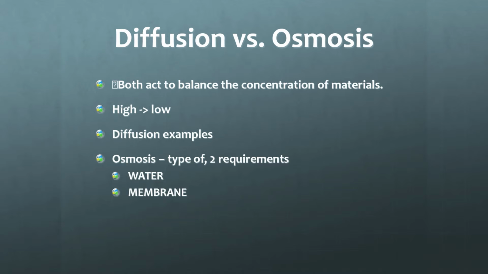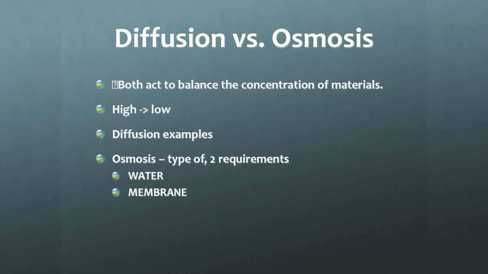Both have the point or the purpose of trying to balance the concentration of materials. So things will flow from where there's a lot to where there's a little, or from a high concentration to a low concentration. Other diffusion examples, think when we dropped a drop of food coloring in a beaker of water, or when you put your gummy bear into a liquid and the liquids tried to balance on either side. Those are all diffusion. Osmosis, again, has to be water and through a membrane.